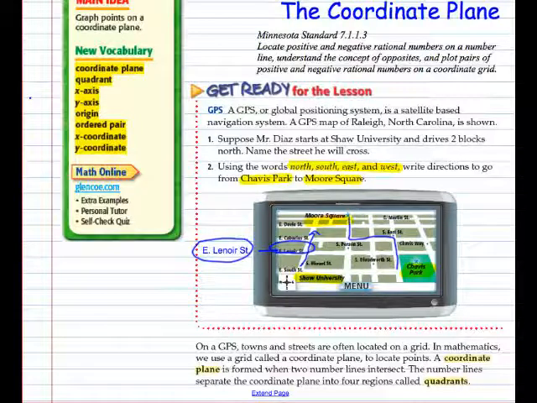On a GPS, towns and streets are often located on a grid. In mathematics, we use a grid called the coordinate plane to locate points. A coordinate plane is formed when 2 number lines intersect. The number lines separate the coordinate plane into 4 regions called quadrants.